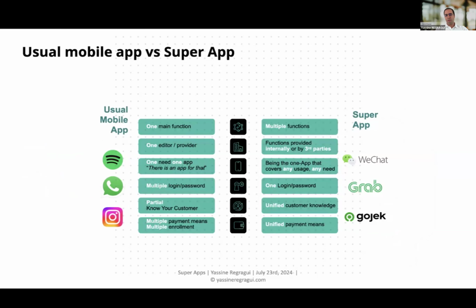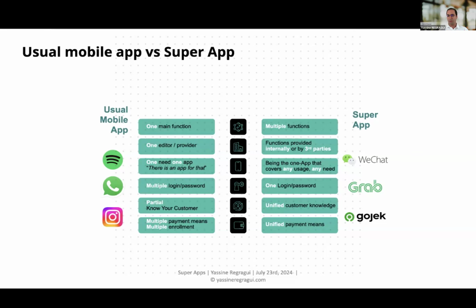Now, what differentiates a super app from a usual mobile app? A usual mobile app, like for example Spotify or WhatsApp, will have one main function. For example, WhatsApp will be to communicate. Spotify will be to listen to music. However, a super app will have multiple functions, provided by the company itself or by third parties.